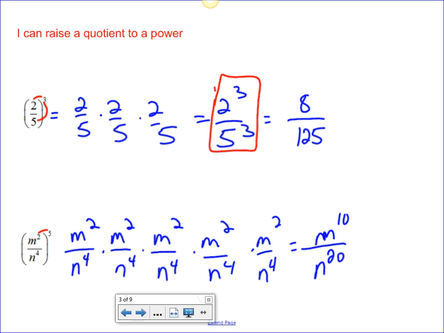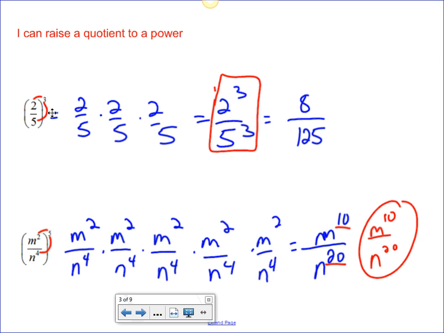A power of a power. I'd be multiplying those two. That's how I get 10. Likewise, down here, the 5 and the 4, that is how I got the 20. 5 times 4 is 20. So my final result would be m to the 10th over n to the 20th.